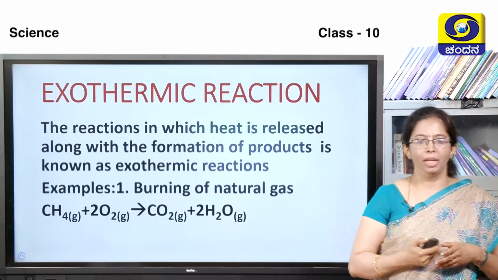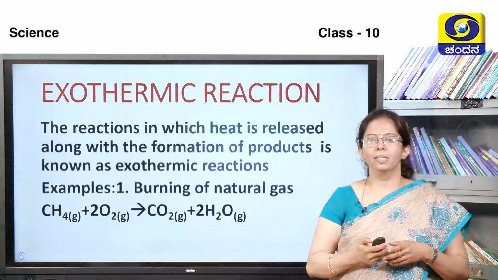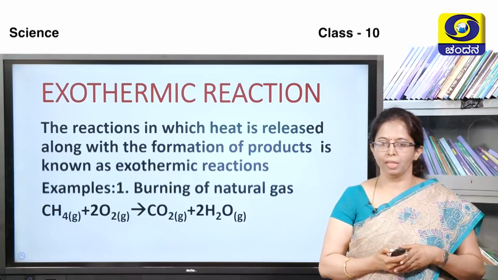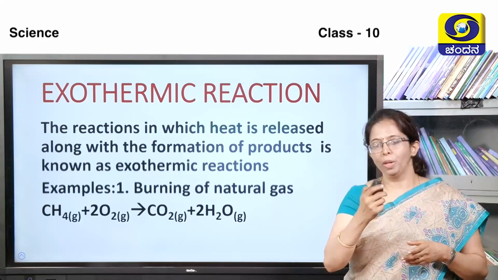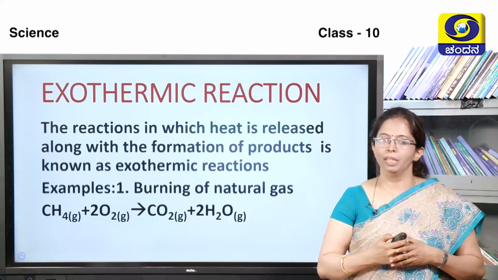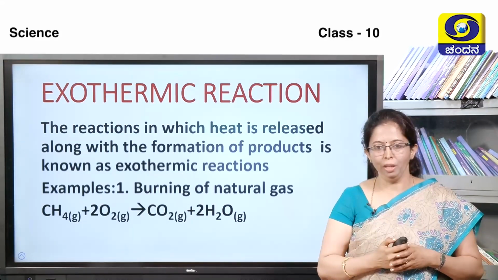So, we will know the examples for these reactions. First example here is burning of natural gas. As you can see on your screen, methane reacts with oxygen to form carbon dioxide and water, and heat is also liberated.